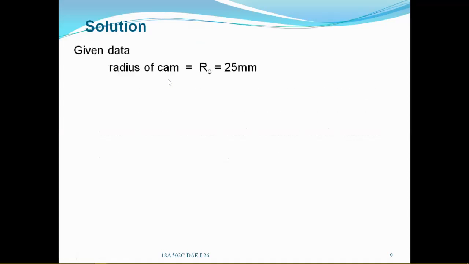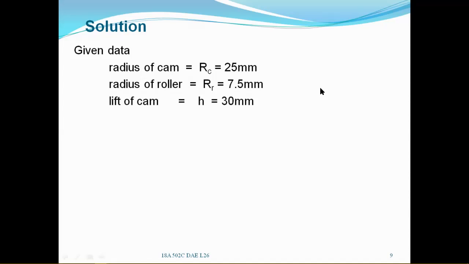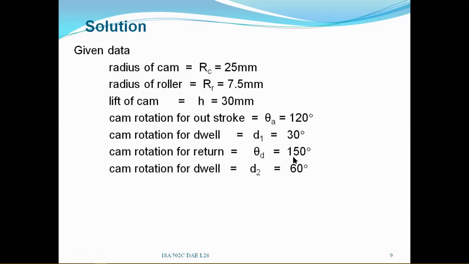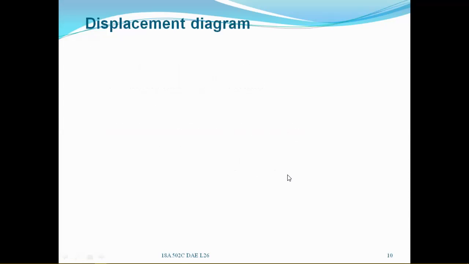First of all, let us see the data. Radius of the cam, RC, is equal to 25 mm, and the radius of the roller, small r, is equal to 7.5 mm, since the diameter is 15 mm. Then the lift of the cam, h, is equal to 30 mm, and cam rotation for outstroke is 120 degrees. Cam rotation for dwell 1 is 30 degrees, cam rotation for return stroke is 150 degrees, and cam rotation for dwell 2 is 60 degrees. Now let us draw the displacement diagram.